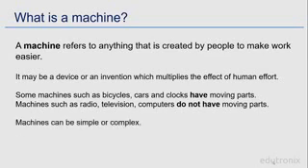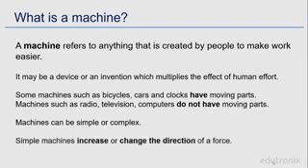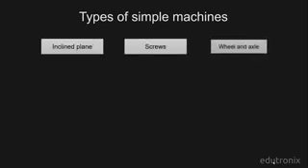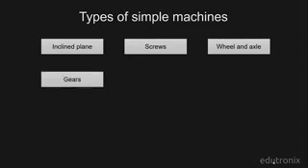Machines can vary from each other in terms of simplicity or complexity. Some involve a combination of very simple parts to form complex machines. A machine can help to increase the effort that is applied by a man or change the direction of an object. We are going to look at 6 main types of simple machines in this lesson. We will look at the inclined plane, screws, wheel and axle, gears, pulley systems, and levers.